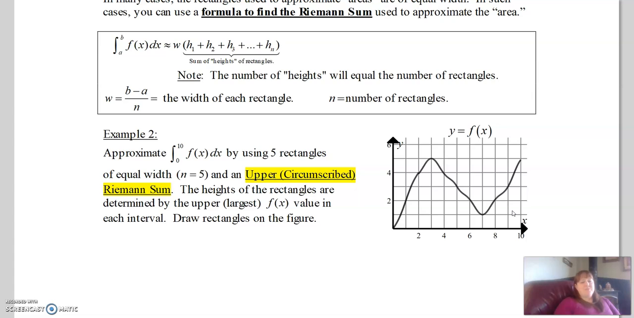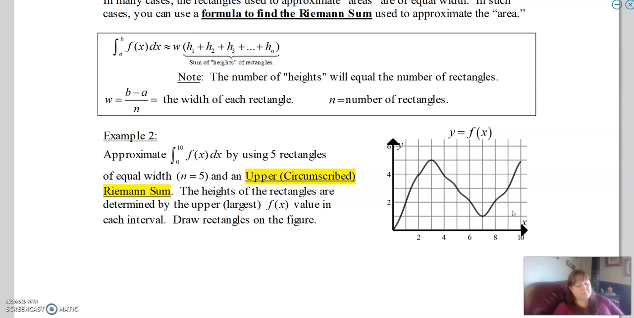So the one kind is an upper circumscribed Riemann sum. And an upper circumscribed Riemann sum means that the entire function is underneath the rectangle. Okay, so I'm trying to find the exact right way to say that, but basically the entire function is enclosed underneath your rectangle.